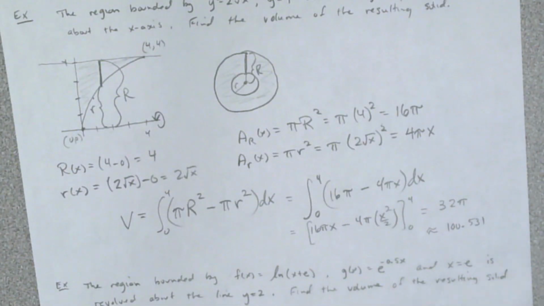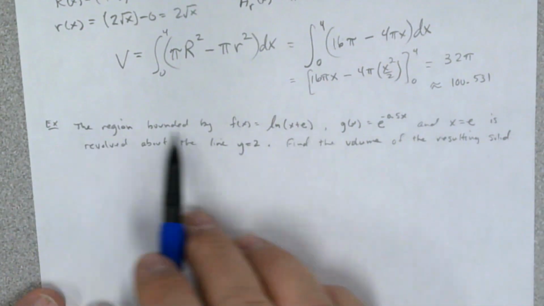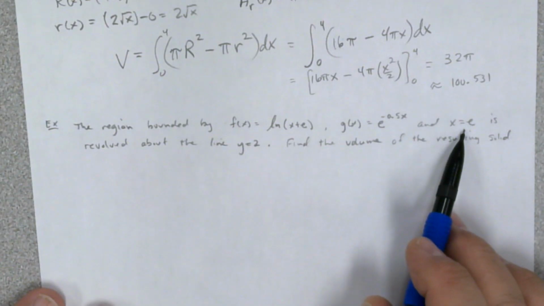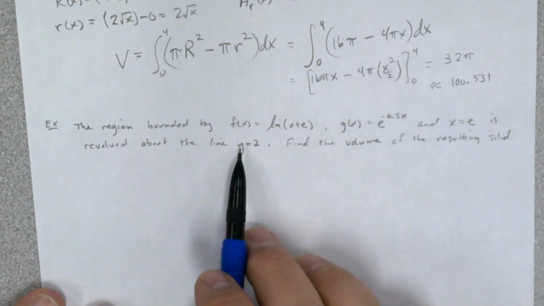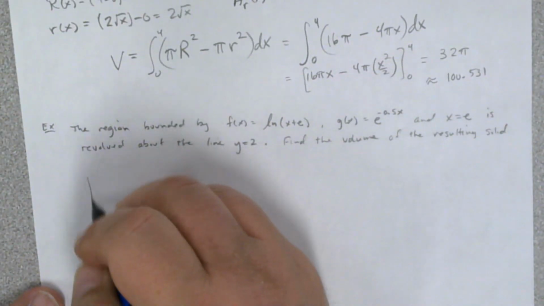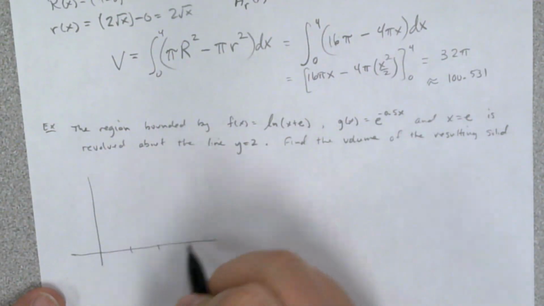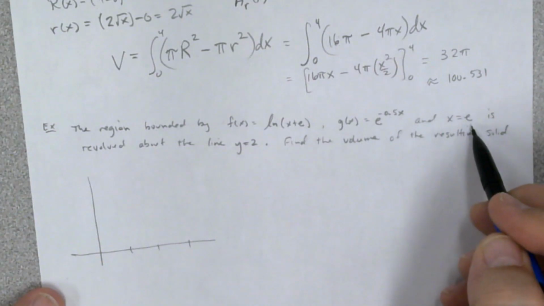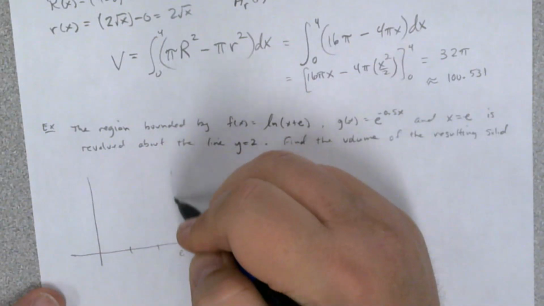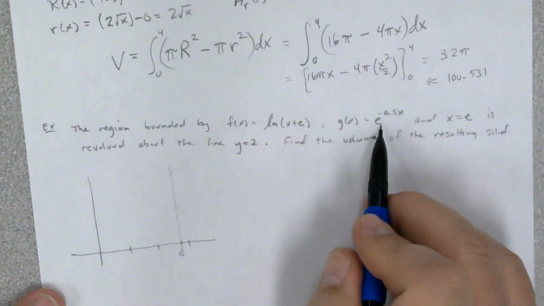Now, let's do one more example. This is the last example right here. We got a region bounded by this curve and this line. We're going to revolve it around the line y equals 2. So we got to draw that picture. Take your time. Look for some commonalities between them. We have the line x equals e, so that's going to be right about here. Here's e. So we have that line right there. This is a natural log curve. This is an exponential curve.